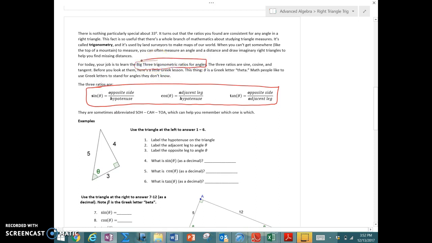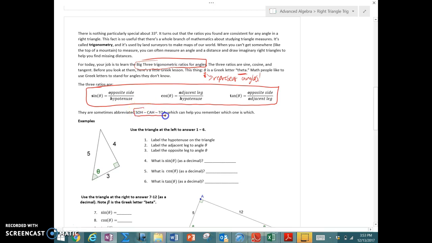Okay, now when we're talking about angles, we'll oftentimes use Greek letters, theta, beta, those types of things. They always represent angles. That's going to be key. All right. So sine of theta is actually what we're going to say is the opposite over hypotenuse. Cosine of theta is the adjacent over hypotenuse. And tangent is opposite over adjacent.